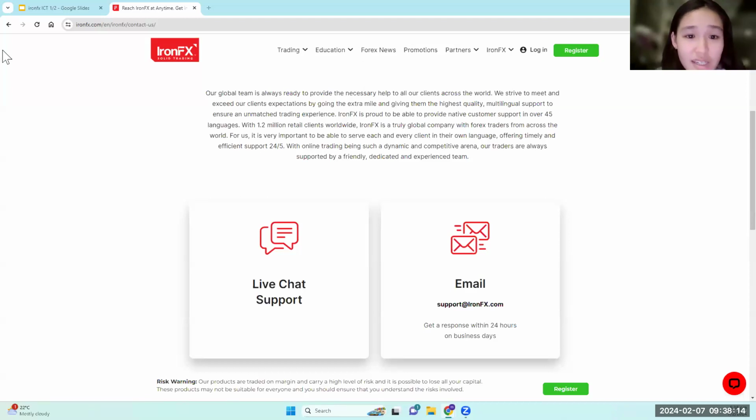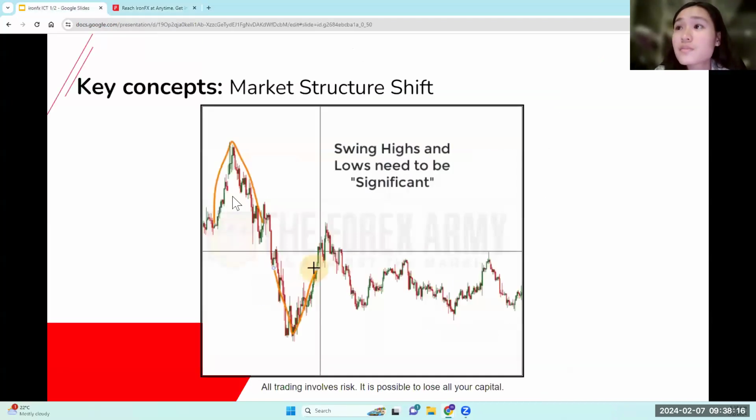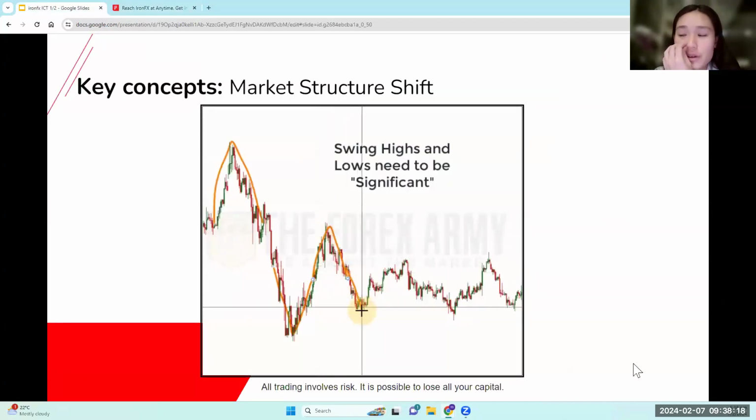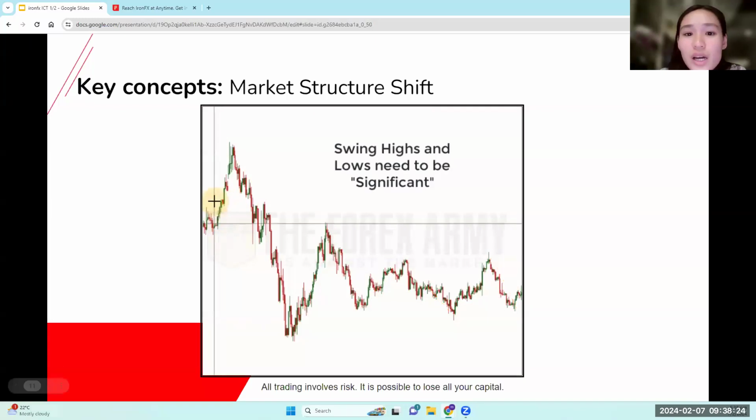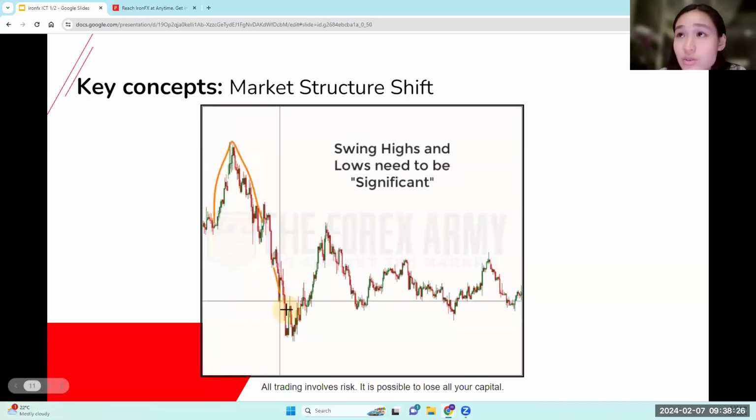Let me go back to my slides. Okay, so this is the GIF that I was talking about earlier. You can see that there are very clear movements in price with clear swing highs and very clear swing lows as well.